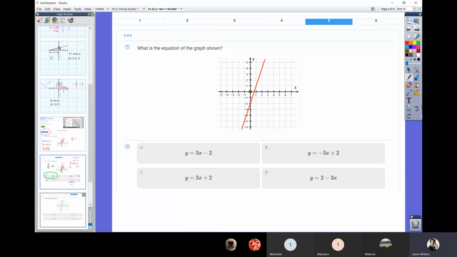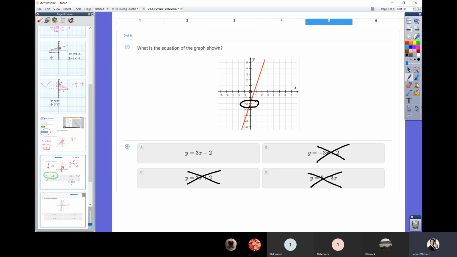Okay, so let's try and do this by elimination. Where does that line cross the y-axis? At -2. So that could be that one. It can't be that one. That's 3x plus 2, that must be wrong. That's got a +2 on the end, that must be wrong. That's got a +2, that must be wrong. Straight away, the only answer this could be is answer A.